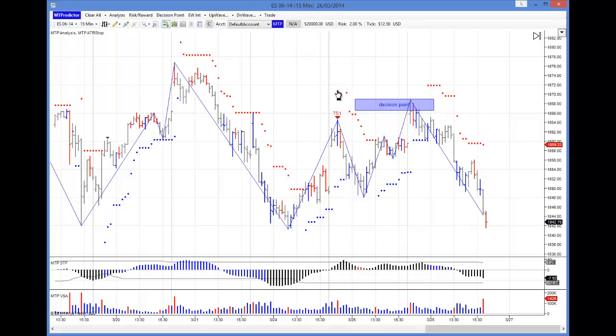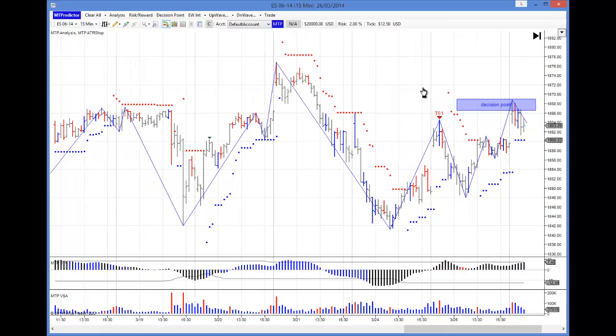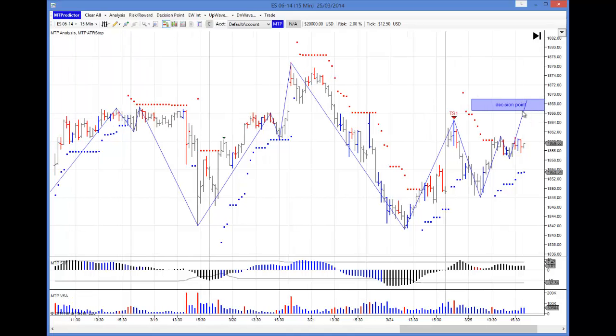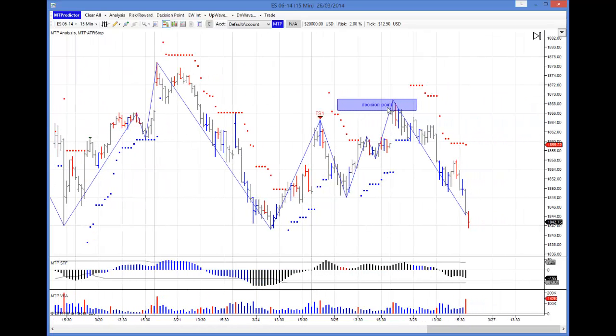But the beauty is this area was here in advance. So there you go. If I scroll back, there it is on our chart. Even before the market opened, you knew that this was an area where a reversal was likely, and that's exactly what happened. We were looking at this in yesterday's MTPredictor training webinar.